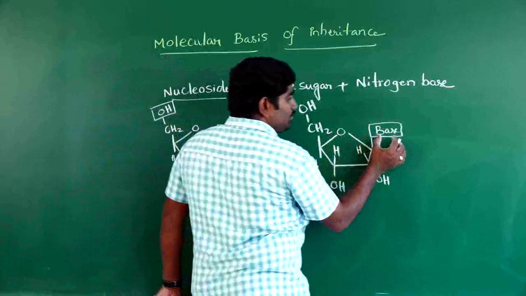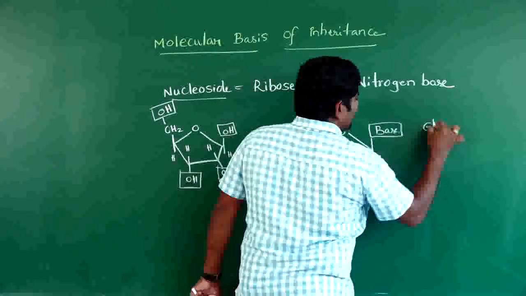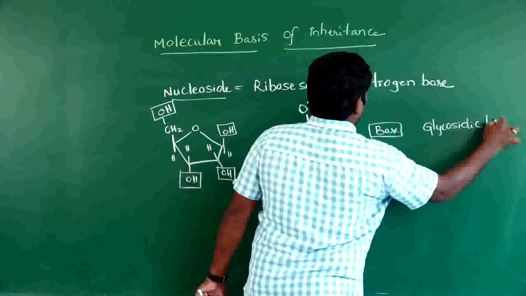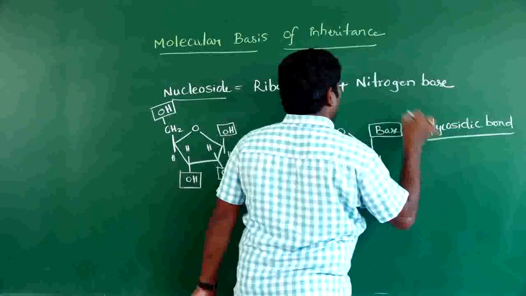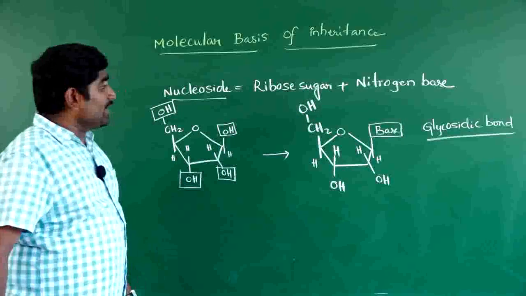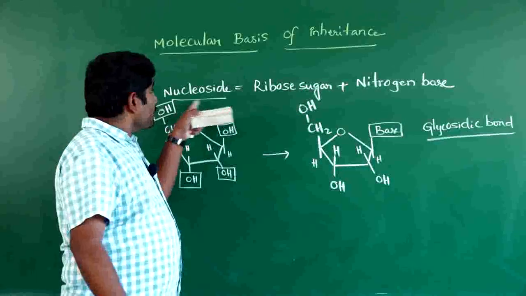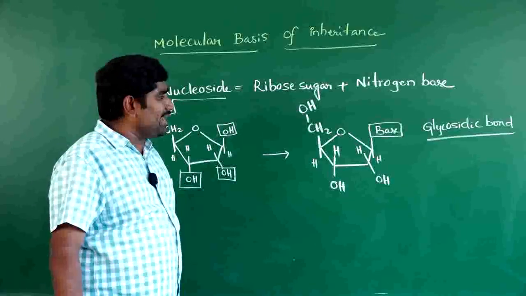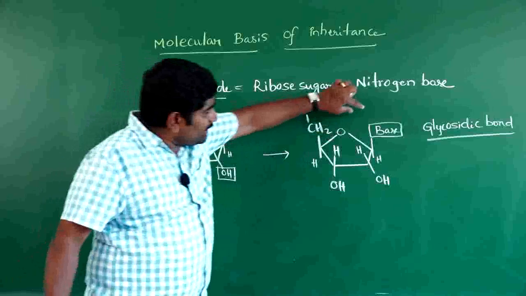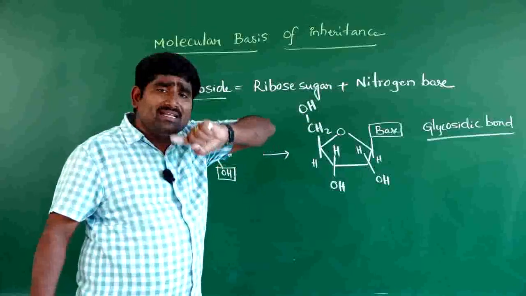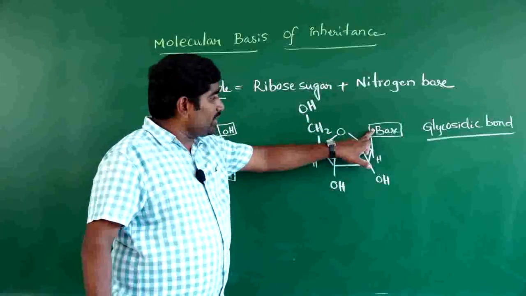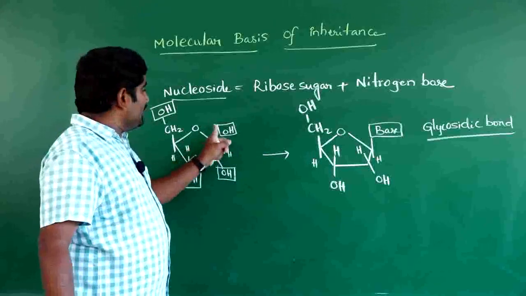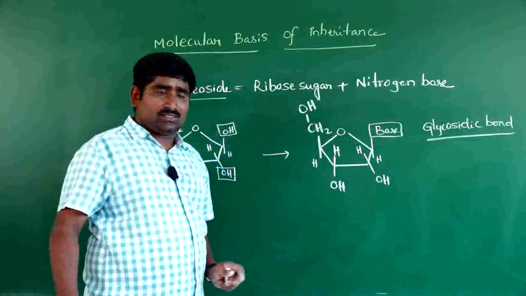So this bond is called a glycosidic bond. The glycosidic bond is formed between the nitrogen base and the ribose sugar. When the ribose sugar combines with the nitrogen base, a glycosidic bond is present. In the glycosidic bond, one water molecule is removed, formed by the one hydrogen present in the base and this OH group. So this OH group is replaced by the base.